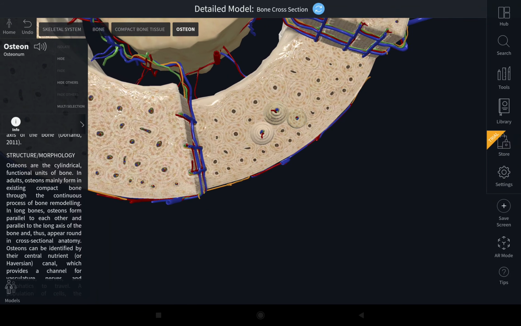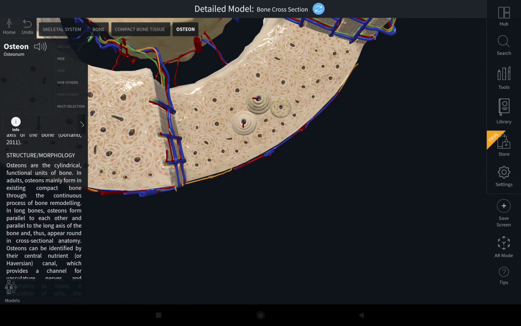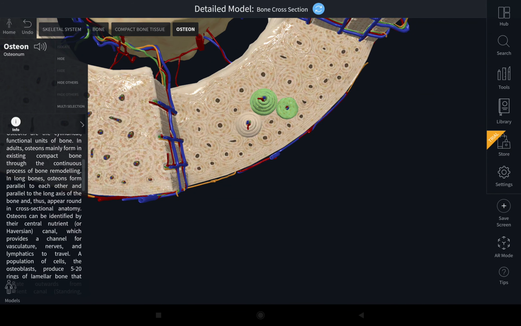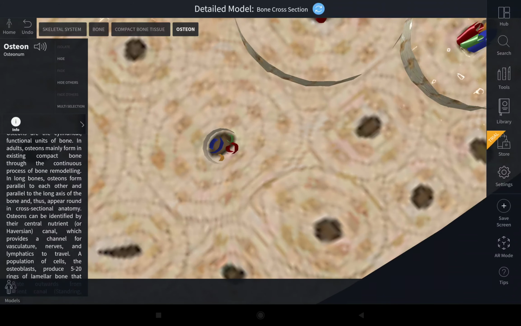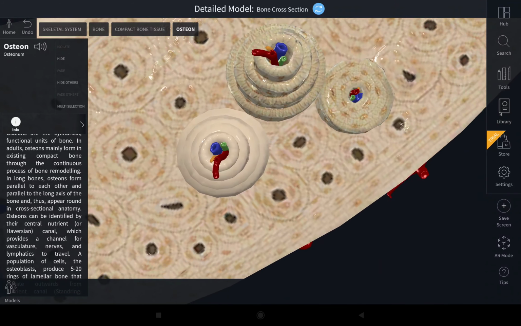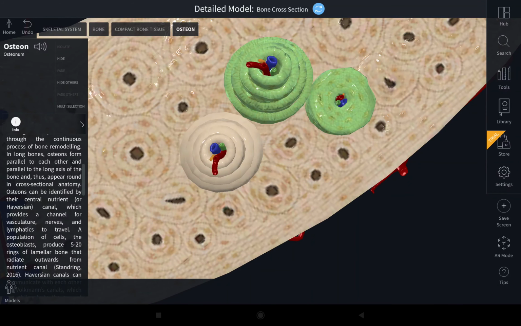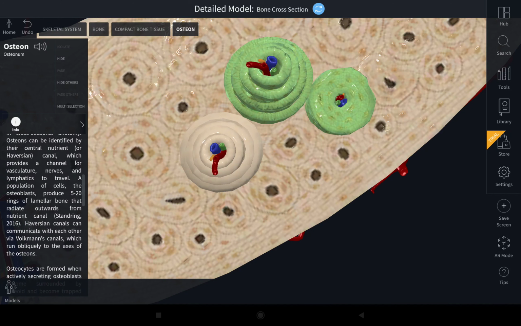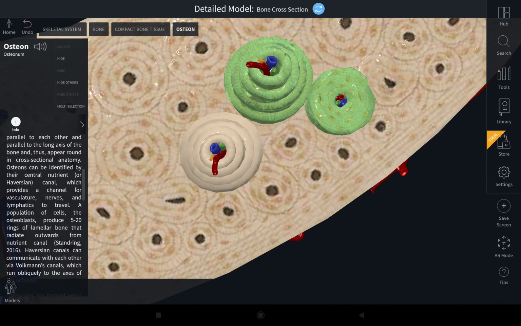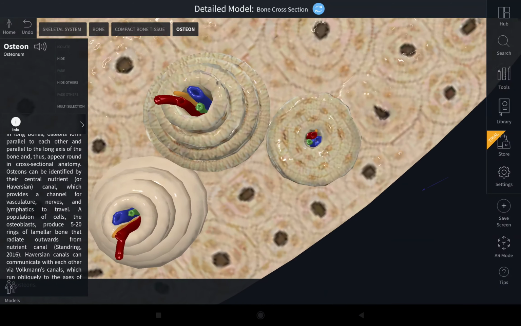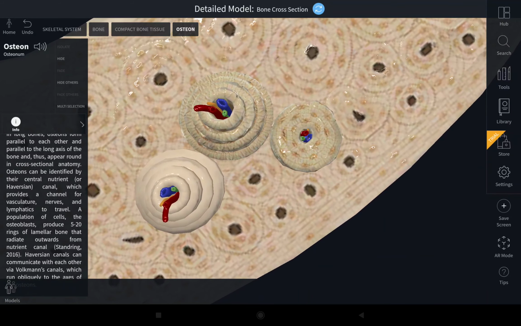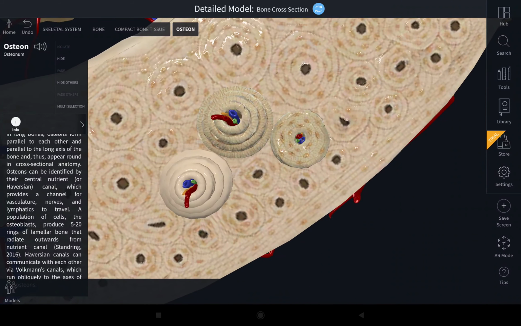Osteons can be identified by their central nutrient or Haversian canal, which provides a channel for vasculature, nerves, and lymphatics. Here we see the nerves, vasculature, and lymphatics in the osteons. A population of cells, the osteoblasts, produce 5 to 20 rings of lamellar bone. Here we see the lamellar bone that radiates outwards from the nutrient canal.